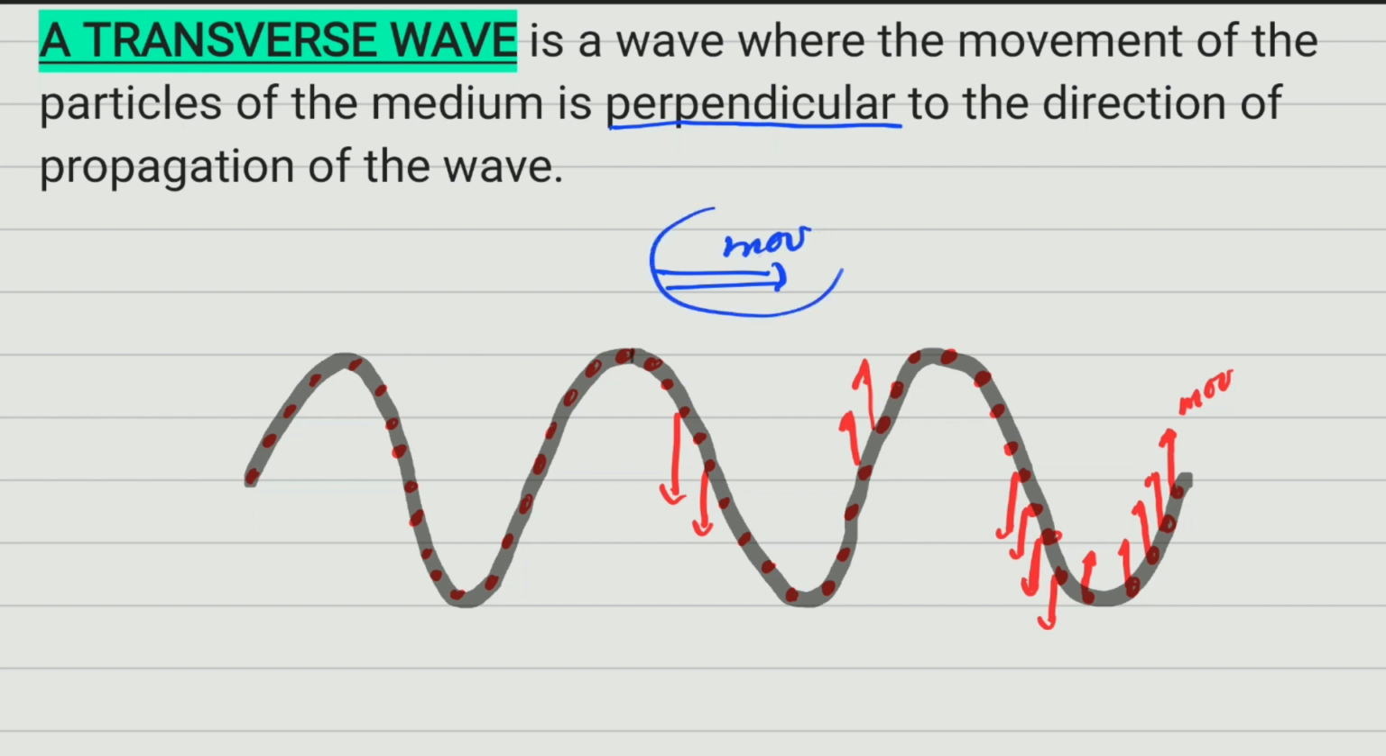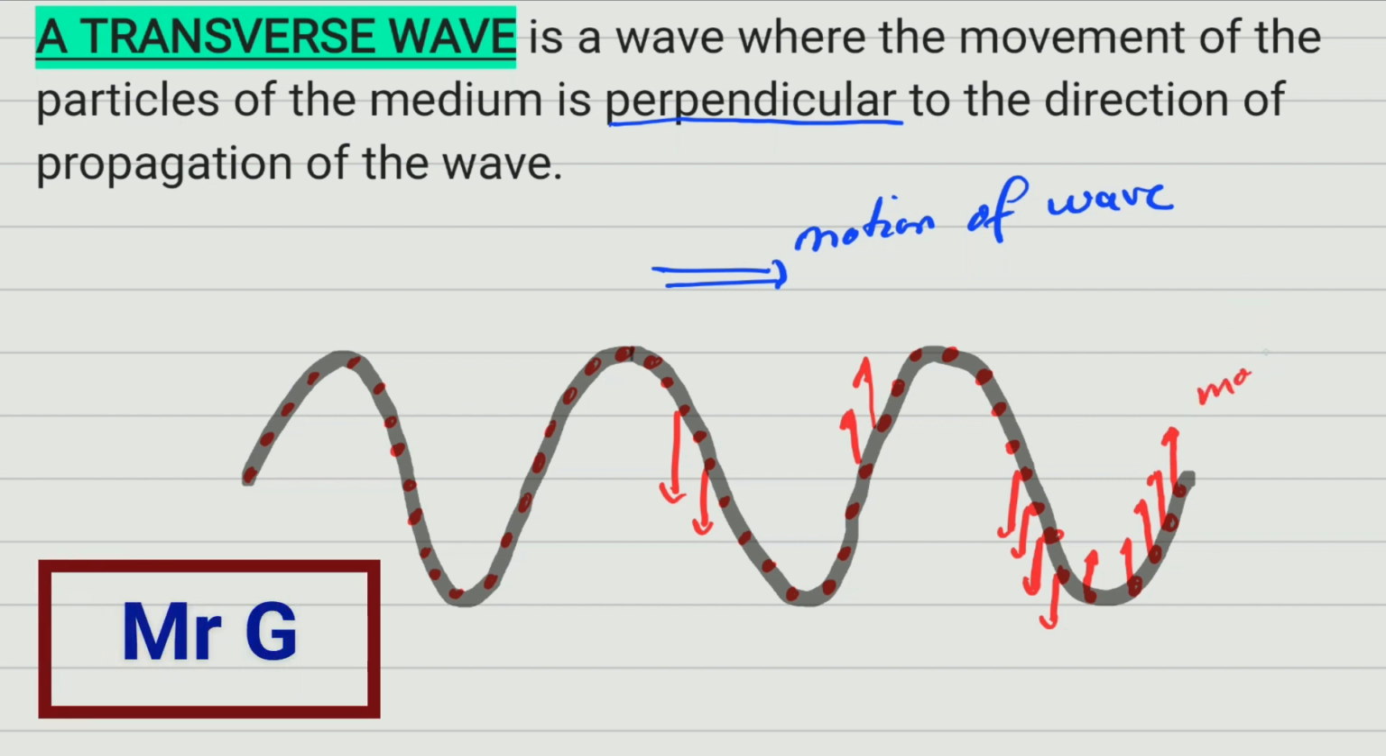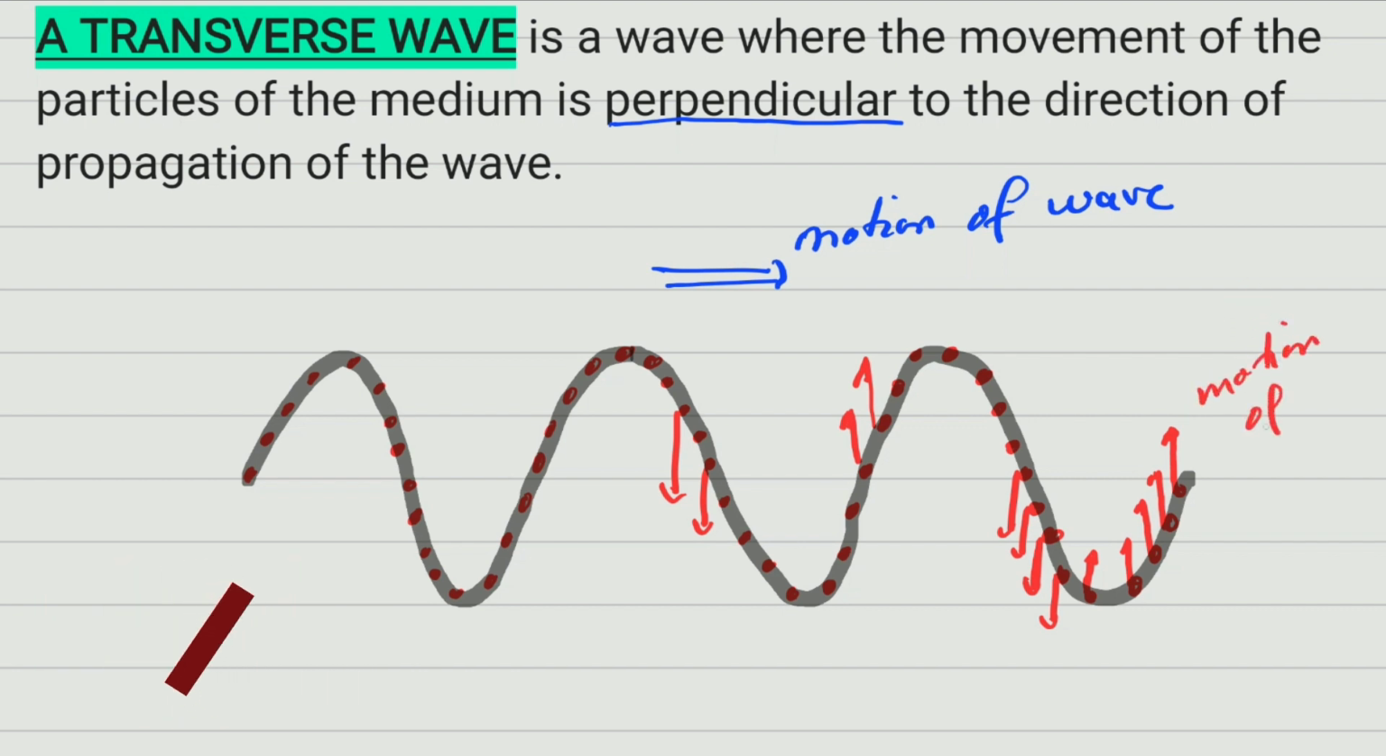That is important. You can see that the motion of the particles is up and down, at right angles. However, the propagation of the wave is straight to the right or left or any other direction. So you can see that the motion of the particles is at right angles to the motion of the wave. So we're going to say that this here is the motion of the wave, and this one here is the motion of particles.